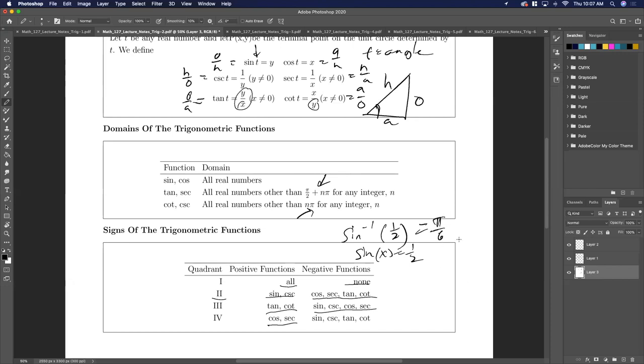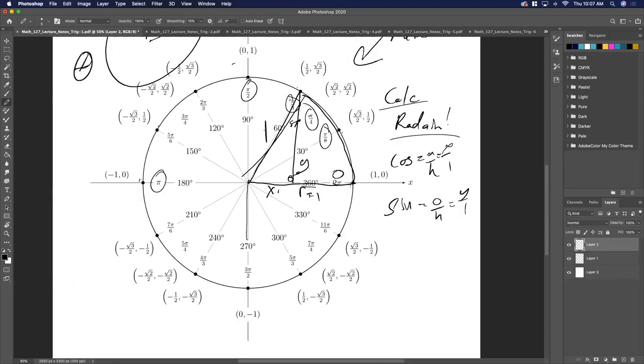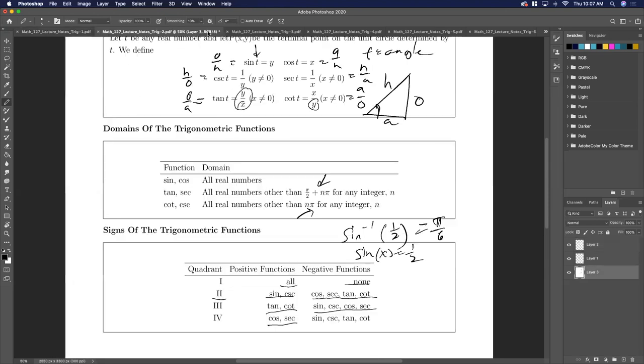This should be pi over six. Unless I'm crazy. I could be crazy today, isn't it pi over six? Yeah.